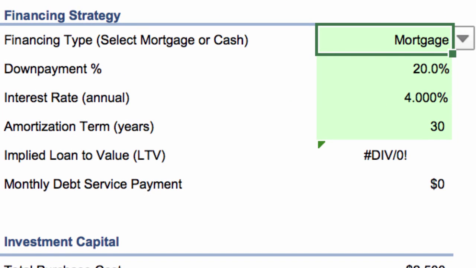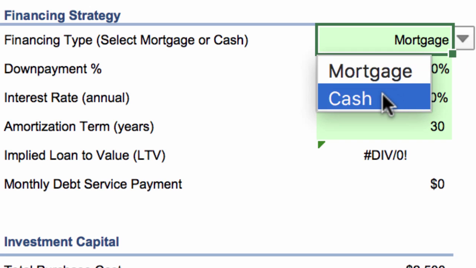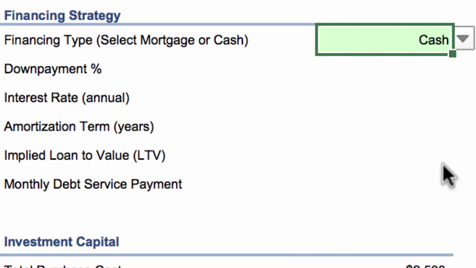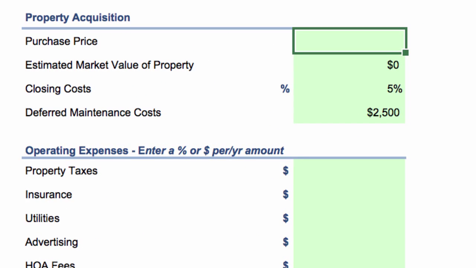In this example, my buyer actually ended up paying cash for it. So if you're working with a cash buyer, or if you're planning to buy the property yourself with cash and not get any financing, you can click this drop down and pick that, and then all these other variables go away. If we go up here to the property acquisition section, this is where we put the purchase price. In this property, I was able to get under contract for $25,000, and then I also got a $2,500 assignment fee. So the total purchase price for this buyer was $27,500.